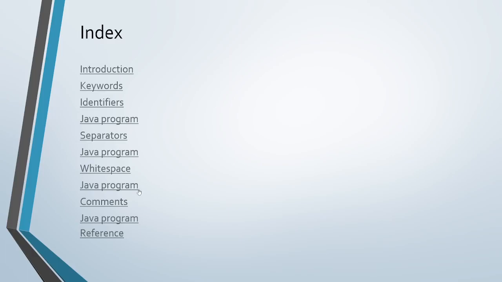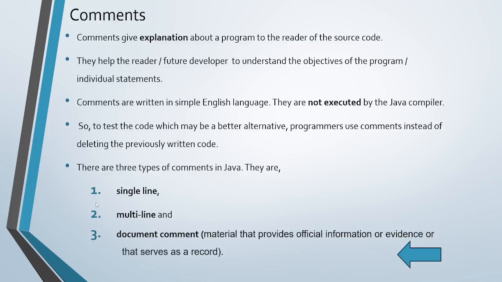Now let's see the token comments. Comments give explanation about a program to the reader of the source code, when somebody is reading it. They help the reader or future developer to understand the objectives of the program or individual statements. Comments are written in simple language, English. They are not executed by the Java compiler. So this is an advantage for the programmers.